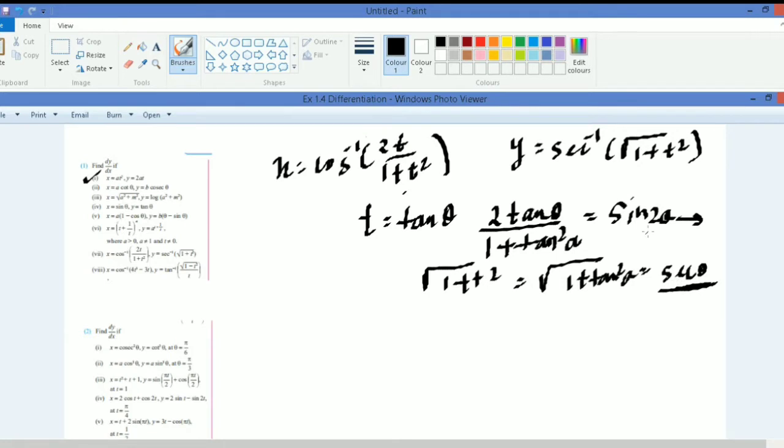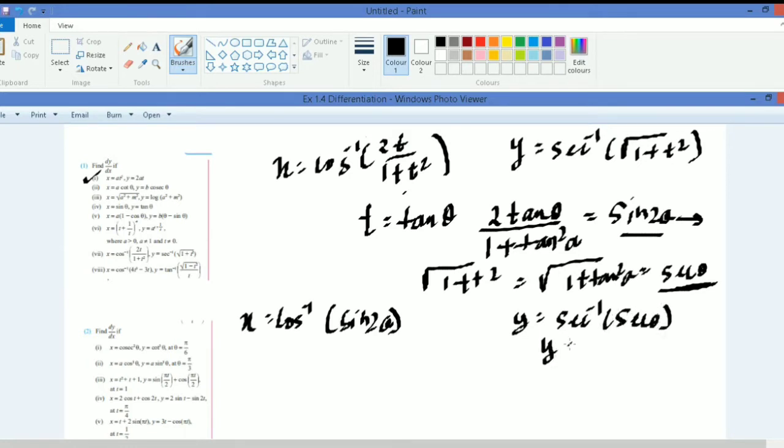Now we need to substitute these two values, sine 2 theta and sec theta, in the original question. So x will become cos inverse of sine 2 theta, and y will become sec inverse of sec theta, which means y is equal to theta. Now if t is equal to tan theta, we can also write theta is equal to tan inverse of t. So y is tan inverse of t.